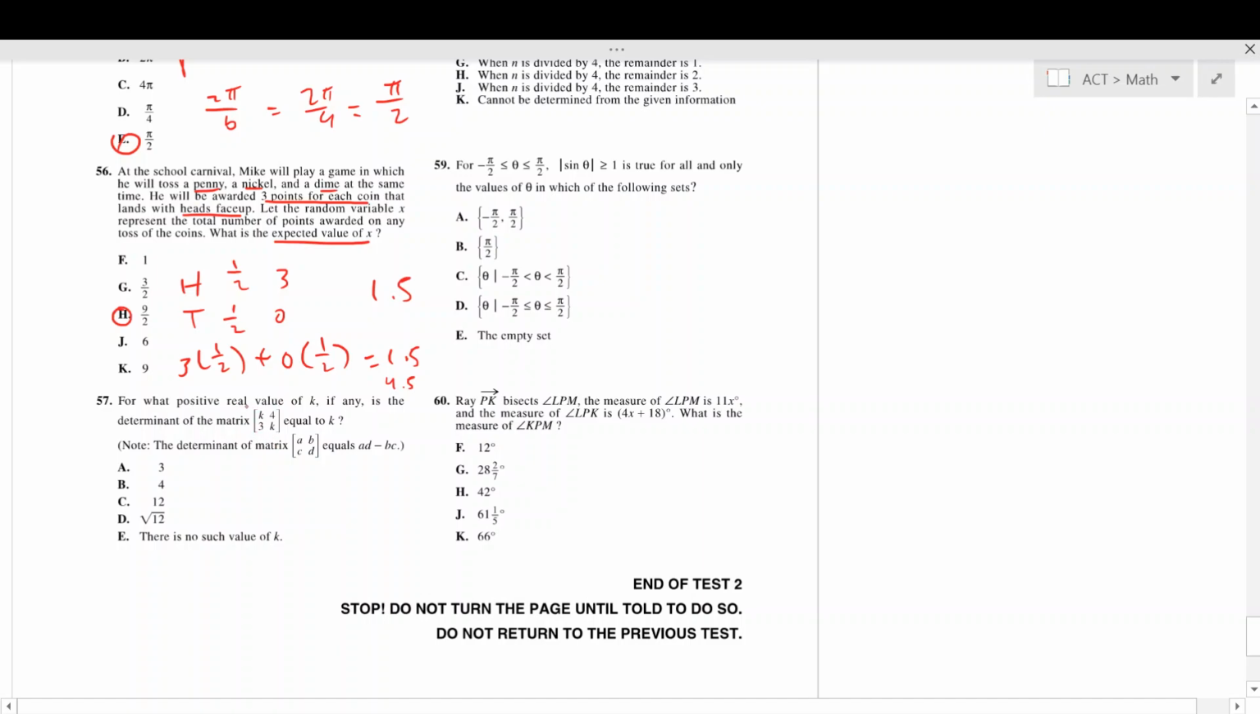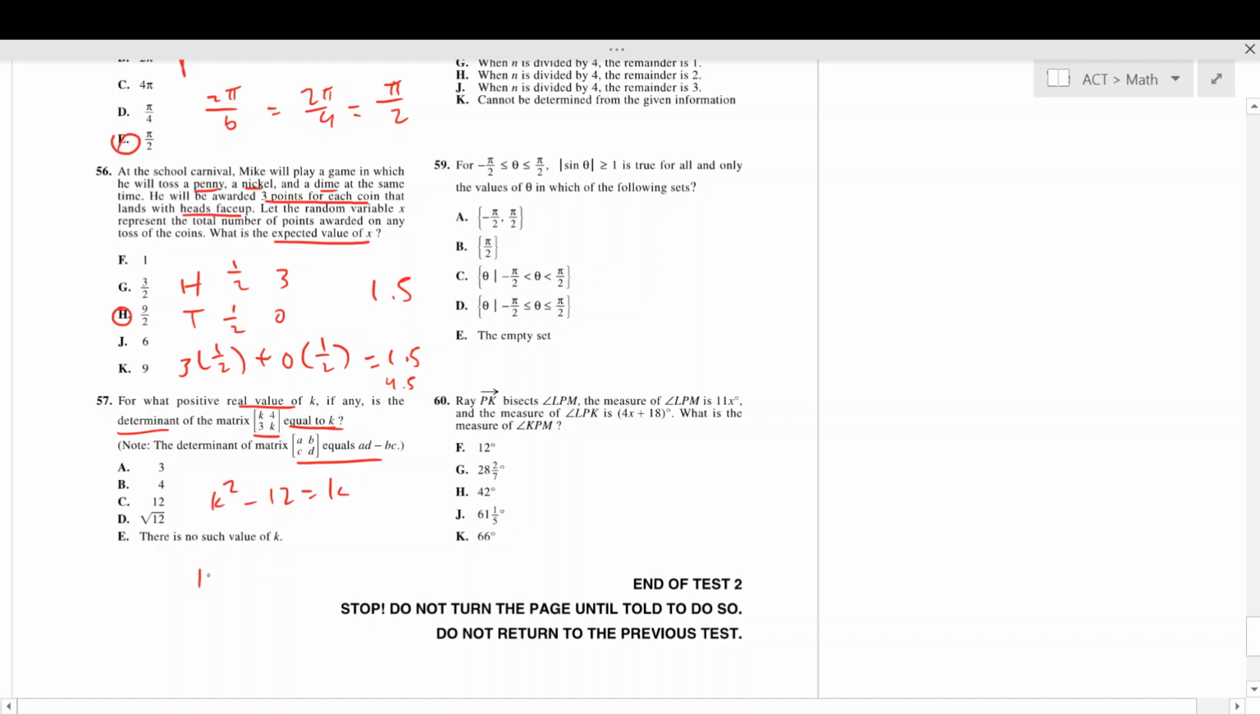For what positive real value of k is the determinant of this matrix equal to k? There's usually only one matrix problem per ACT test. This one actually gives you all you need. So the determinant, in case you forgot, of this matrix ABCD is AD minus BC. So you multiply the top left by the bottom right minus the top right by the bottom left. If we do that here, we get k squared minus 4 times 3, which is 12, is equal to k. It says equal to k, so we just set it equal to k.